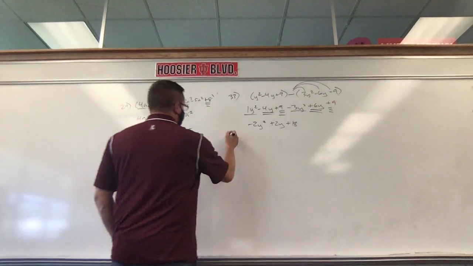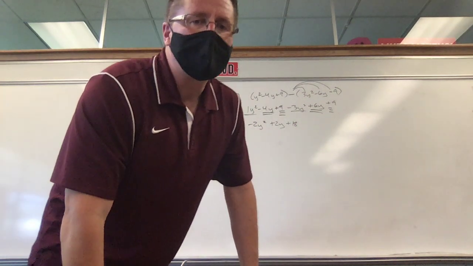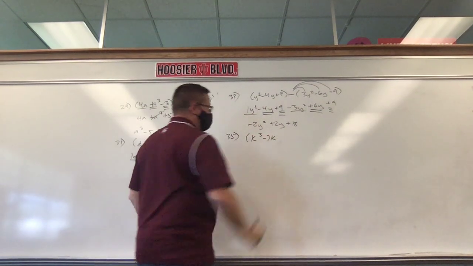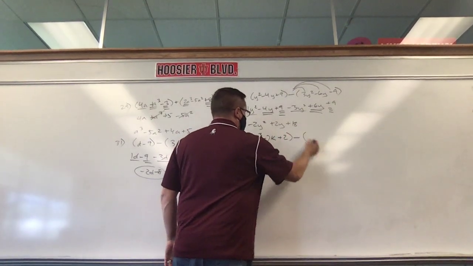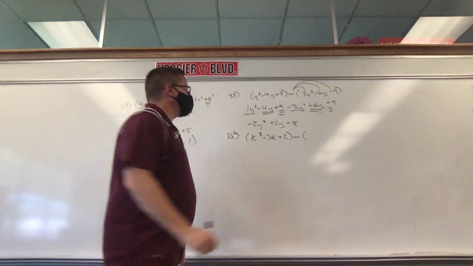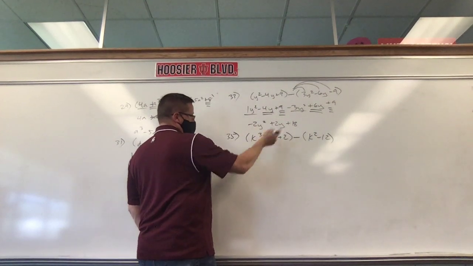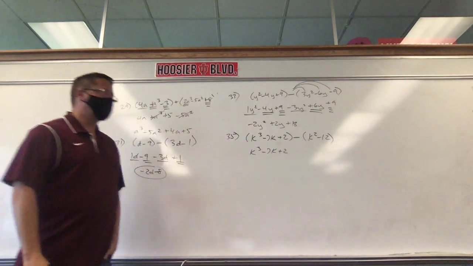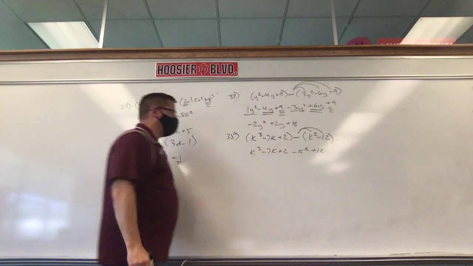35. Okay, so we have k cubed minus 7k plus 2, minus k squared minus 12. Again, I'm just going to distribute a 1, which means nothing changes. I'm just going to rewrite this without parentheses. k cubed minus 7k plus 2. Distribute the negative sign, so my k squared turns into negative k squared. My negative 12 turns into positive 12.